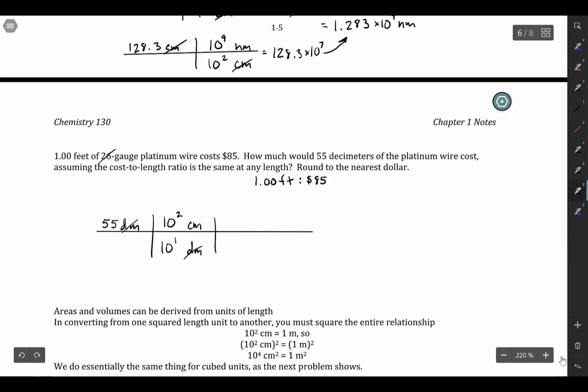We now want to get to inches, since we know inches to feet. So centimeters in the denominator and inches in the numerator. 2.54 centimeters is 1 inch. And there are 12 inches in 1 foot. And there is no reason to stop right there. Let's keep track of our units. Centimeters cancel, inches cancel. We're going to use our equivalence relationship here that 1 foot is equivalent to $85.